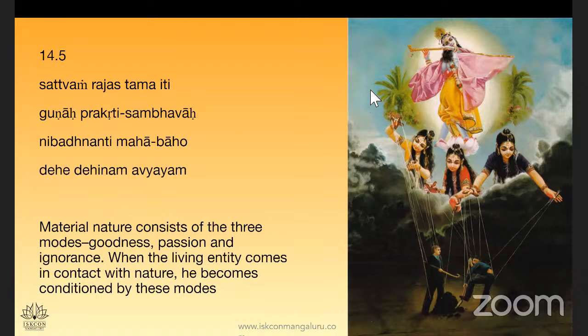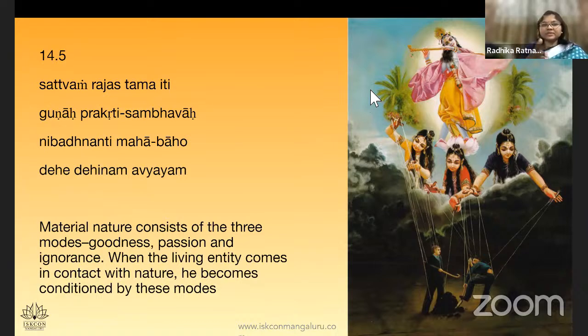Hare Krishna. So material manifestation is again, the chapter itself is Gunatraya. Traya means three, guna means modes: goodness, passion, as well as ignorance. When the living entity comes in contact with nature, he becomes conditioned by these three modes.